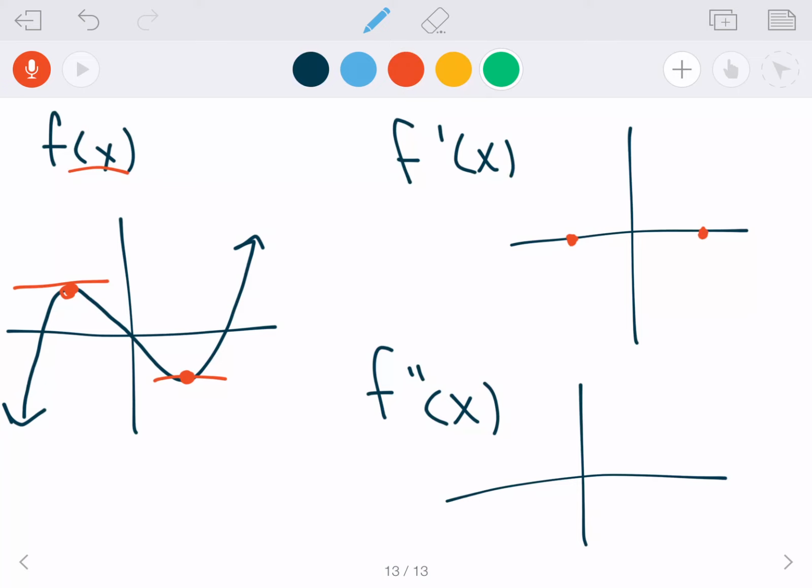Something else I notice here is that it changes from concave down to concave up right here at the origin. That's where my second derivative is going to be 0. So I've already got some points here. That's pretty good.